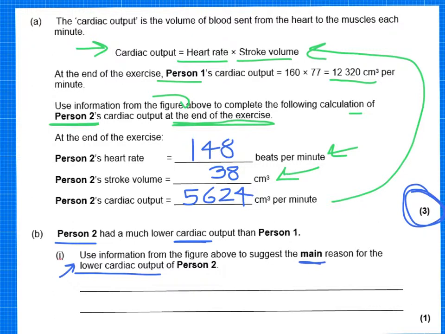The big difference is in the stroke volume. So person 2 definitely has a lower stroke volume. So what that means is that basically less blood is being pumped out of the heart at each beat.